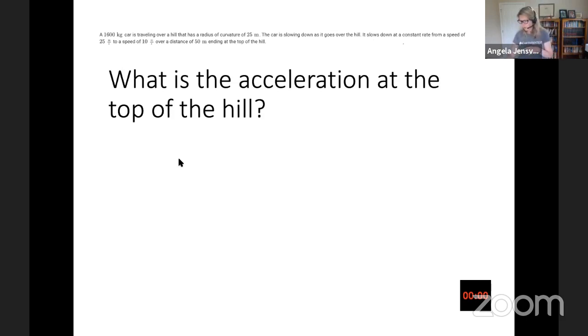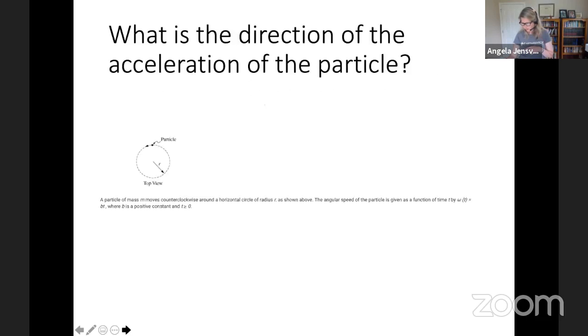I'm gonna leave you with this one, okay? I'll just read it to you to make sure you can read the small part. A particle of mass m moves counterclockwise around a horizontal circle of radius r. The angular speed of the particle is given by omega of t equals bt, where b is a positive constant and t is greater than or equal to 0. Okay, all I want is the direction of the acceleration of the particle, okay?